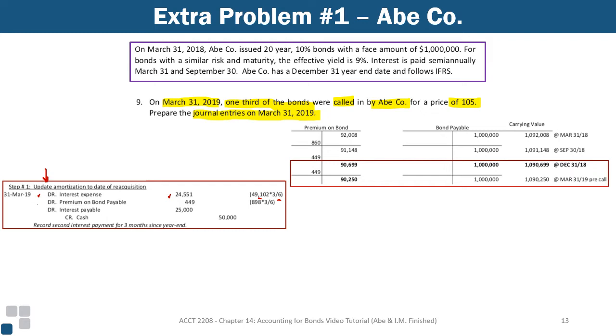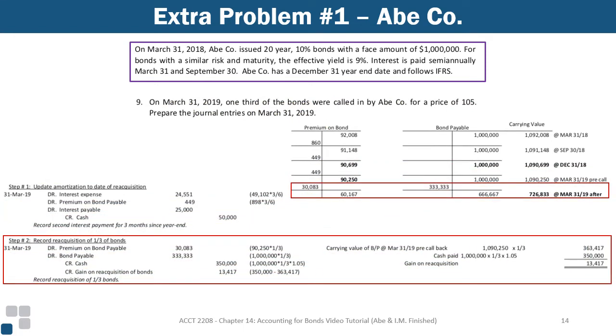We are going to debit the premium on bond payable for the other $449, or the other 3 out of 6 months of the premium amortization of $898. We will debit interest payable. We already set that up for $25,000, so we have to credit it, and all those will add up to the amount of cash that has to be paid of $50,000. So they're paid out, right? And then in the premium T account here, we have the other $449, giving us a balance now in the premium of $90,250, and the carrying value of the entire bond, $1,090,250.